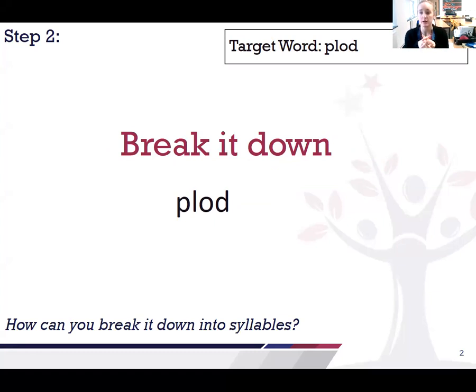And remember, syllables is how many beats are in a word. Okay, so let's check. Plod. Let's clap it out. Plod. Fabulous. There is one syllable in the word plod.